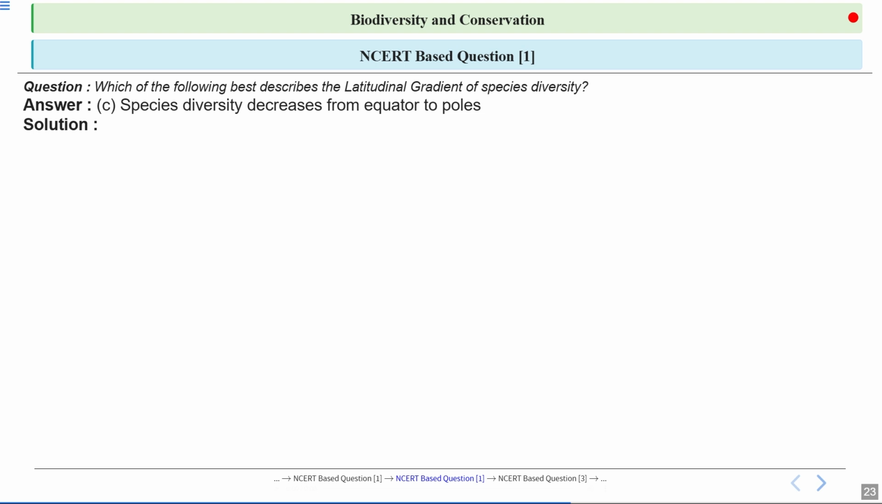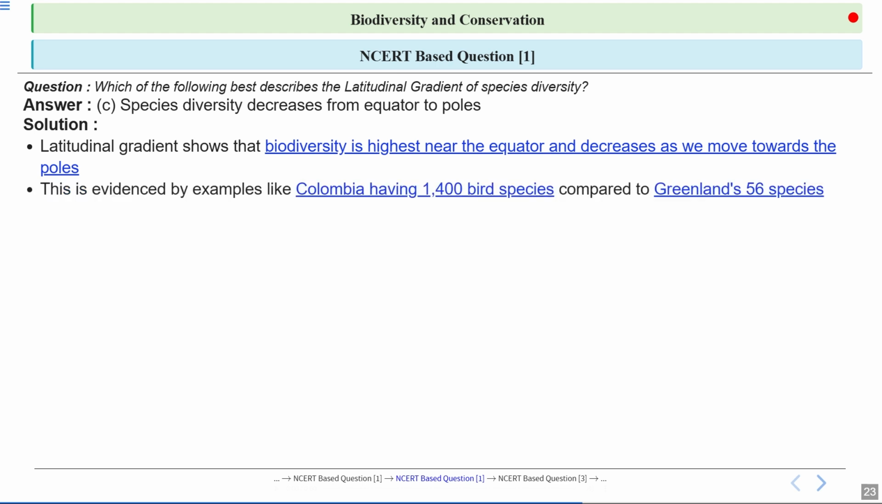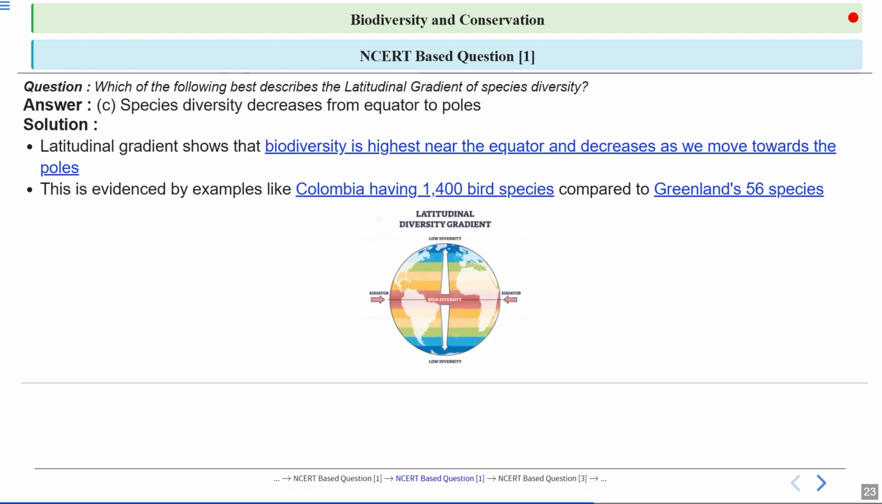Option C, species diversity decreases from equator to poles. This is the correct answer. The latitudinal gradient describes the pattern where biodiversity is highest near the equator, meaning low latitudes, and decreases as one moves towards the poles, meaning high latitudes. This is evident by examples like Colombia having 1400 birds compared to Greenland having only 56 birds.